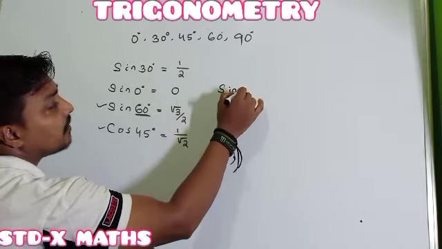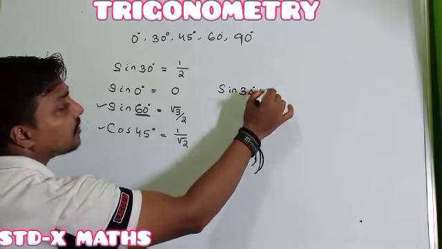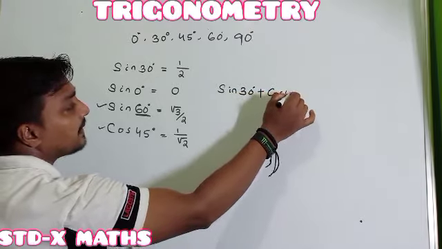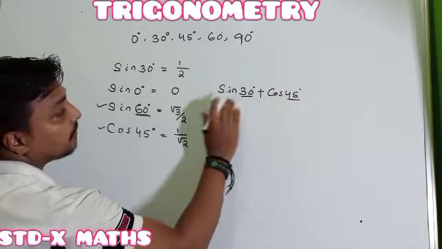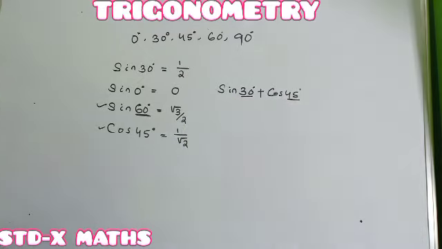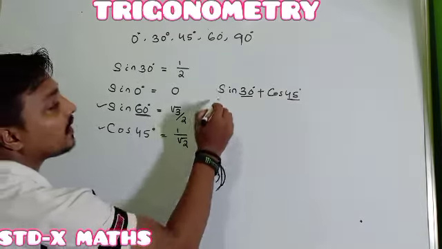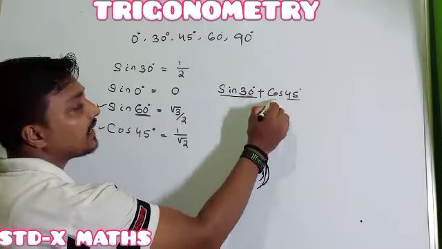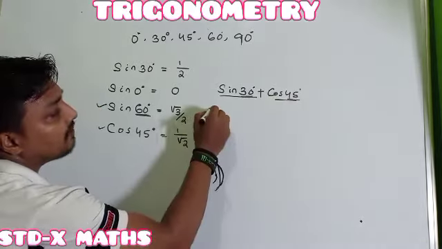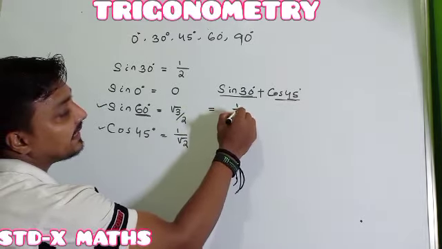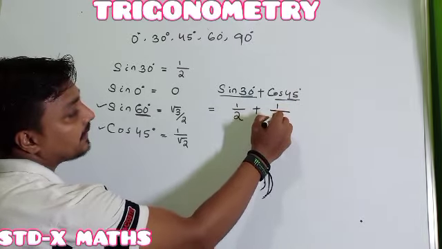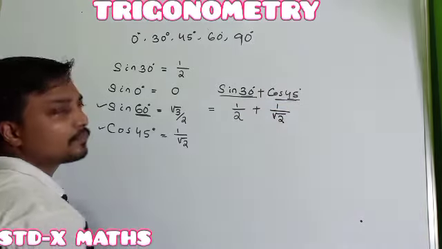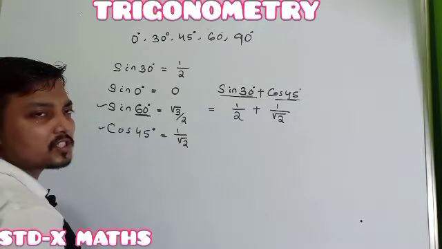Find the value of sine 30 degree plus cos 45 degree. So whenever you get a sum of trigonometric ratios, or an expression where the trigonometric ratios of specific angles are there, you have to directly put the value. Sine 30 degree is 1 by 2 and cos 45 degree is 1 by root 2. Let the answer be this much.